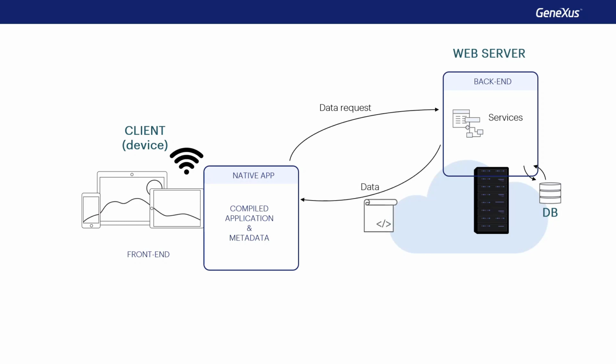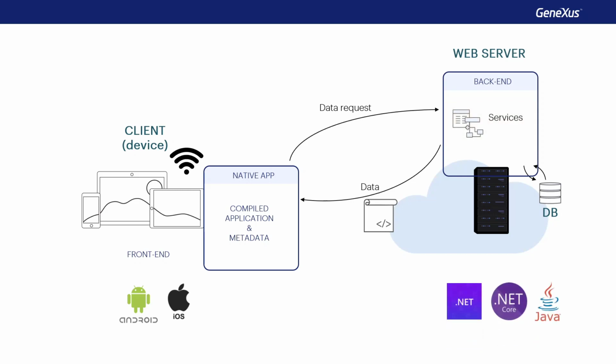With Genexus, we can generate these applications for Android or iOS devices. The server services, which provide data to the client, can be generated in Java, .NET, or .NET Core. As we can see, this architecture is very similar to that of high-performance web applications, and for that reason, the programming method is very similar, with some differences that we'll see later on.